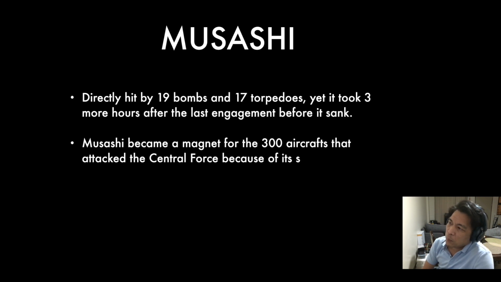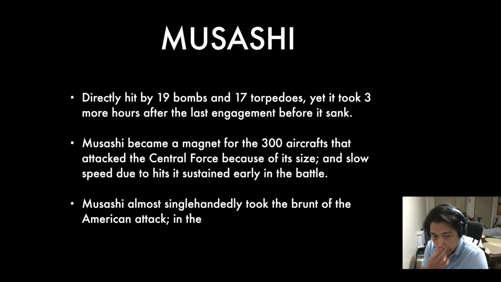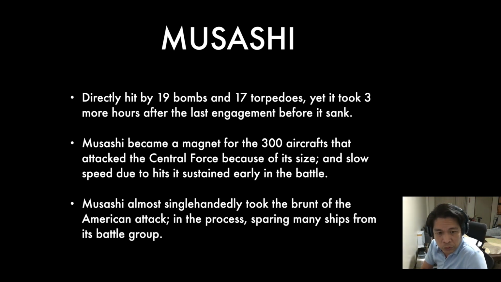The second is that Musashi became a magnet for the 300 aircraft that attacked the Center Force because of its size and slow speed due to hits sustained early on in the battle. So Musashi almost single-handedly took the brunt of the American attack, and in the process, she spared many ships from her battle group.